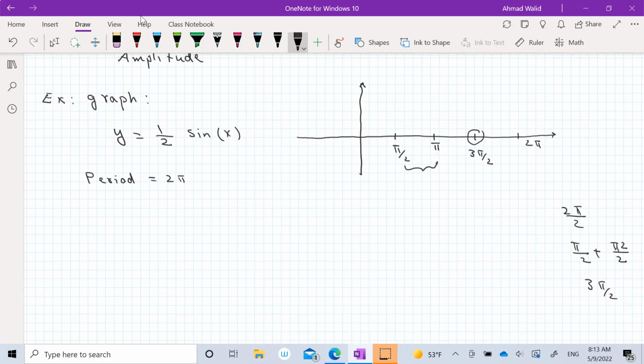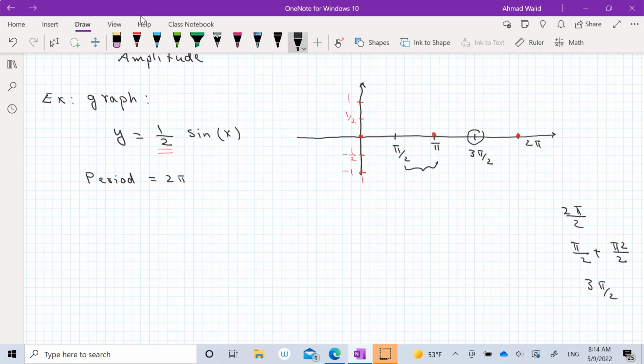After you did this, mark your zeros based on what I told you. The sine has a 0 at the ends. It means at 0 and 2 pi, and also the center. Correct? We are done with that. Now, look at your amplitude. Your amplitude is half. If here is 1, here will be half. And here will be negative 1/2. And here will be negative 1.